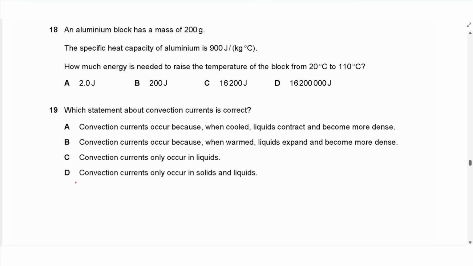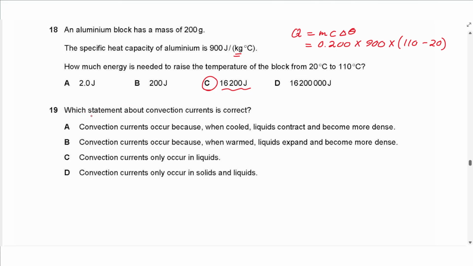Question 18 says an aluminium block has a mass of 200 grams. The specific heat capacity of aluminium is 900 joules per kilogram degrees Celsius. How much energy is needed to raise the temperature of the block from 20 degrees Celsius to 110 degrees Celsius? So we use the equation energy is equal to mc delta theta. So the mass is equal to 200 grams, but the unit for specific heat capacity is in kilograms. So we divide by 1000, so 0.200, multiplied by 900 and then multiplied by 110 minus 20. That gives an answer of 16,200 joules, so we choose C.